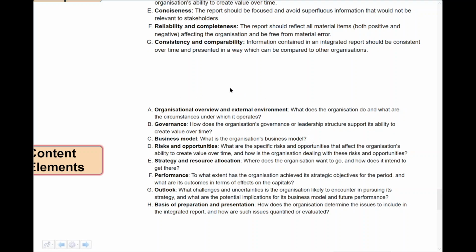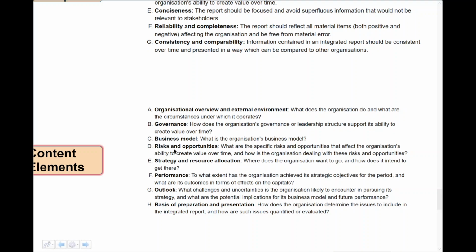So what about the elements? What about the content? What should be in a report? Well, broadly speaking, point number one, some sort of organizational overview and bringing in the external environment. Okay, what does the organization do? Okay. In terms of governance, yes, well, we need to know about leadership. We need to know who's involved, has that changed, and how is that going to impact the ability to build value over time. The business model is obviously relevant, and that will be included.